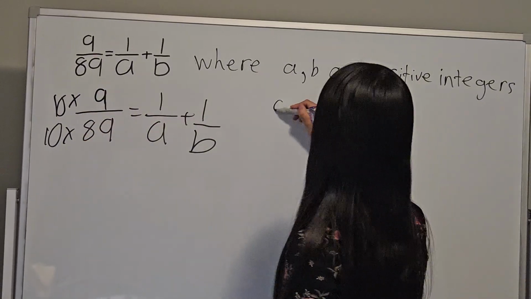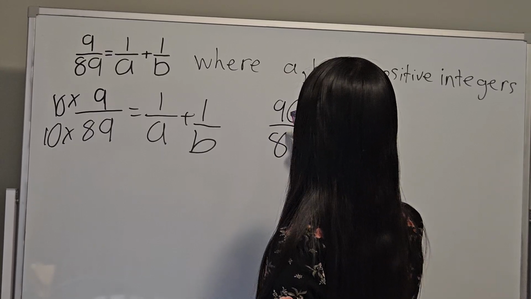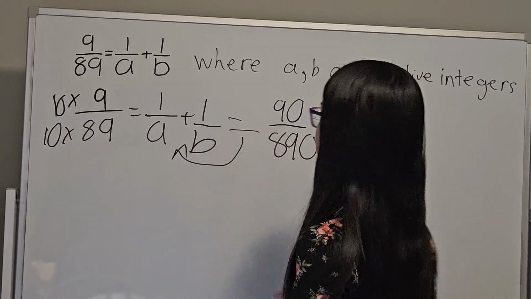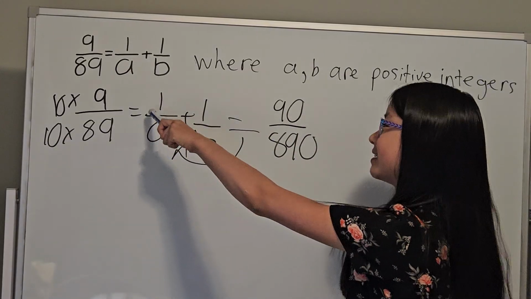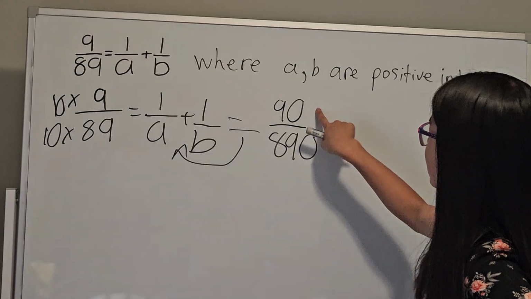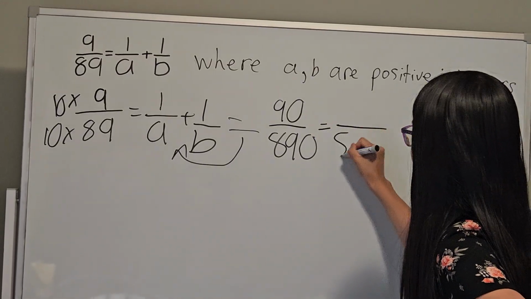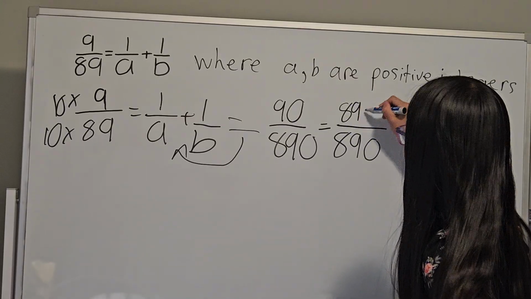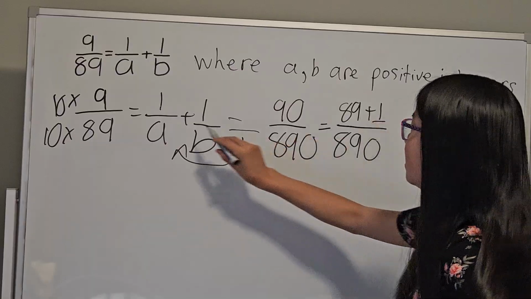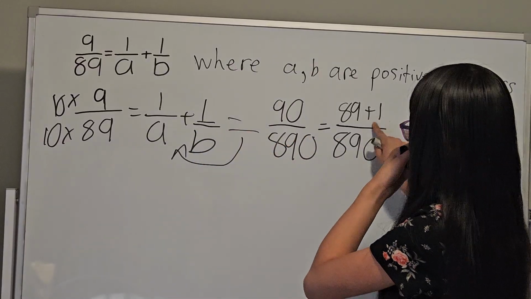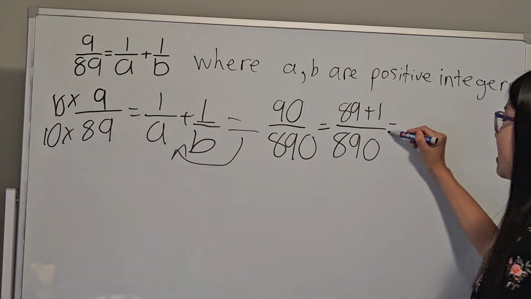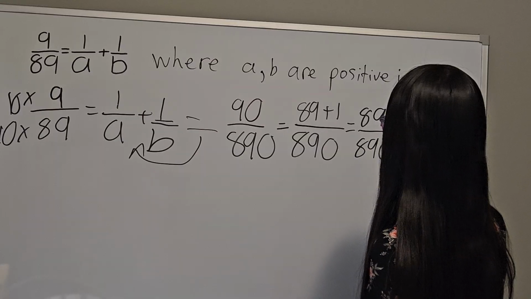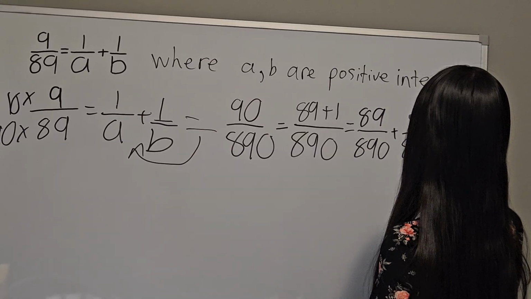So we could times the top by 10 and the bottom by 10. So then it's 90 over 890, which equals that. So we can see the unit up here is 1. So we can minus 1 from here. 890, and then this is 89 plus 1 because there's already a 1 here, so it's going to be that one. Okay, now we know this, we can separate them into 89 over 890 plus 1 over 890.